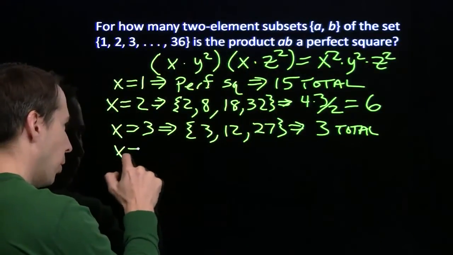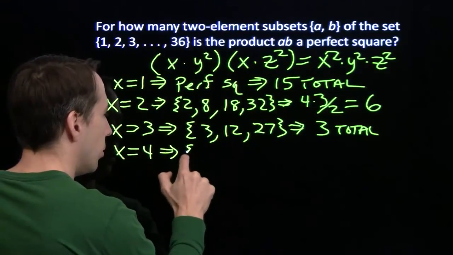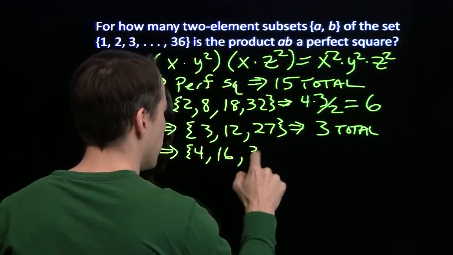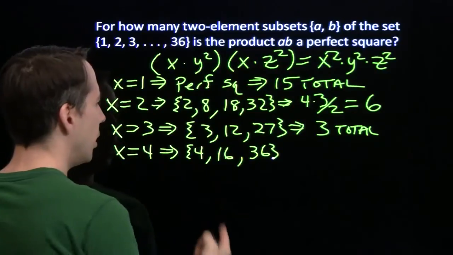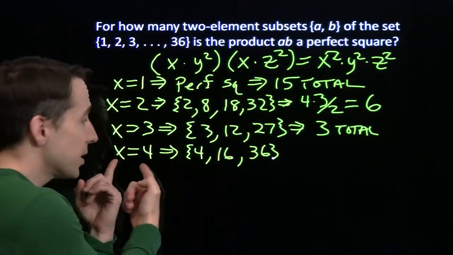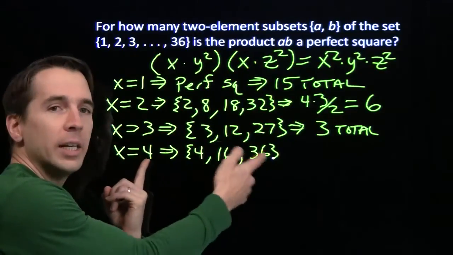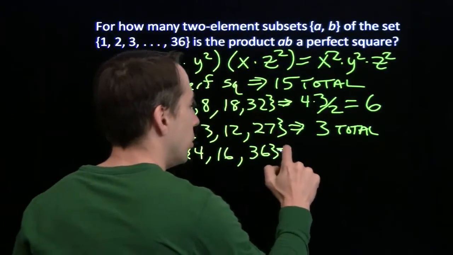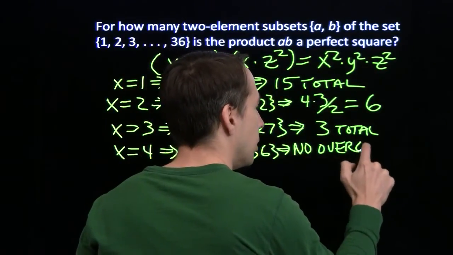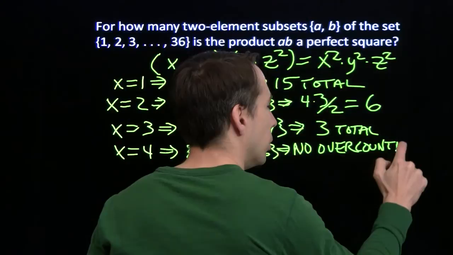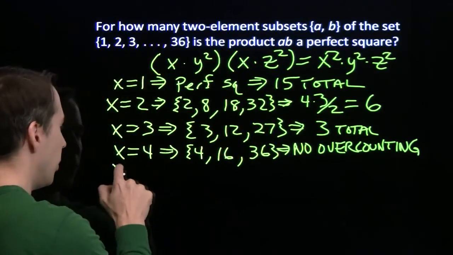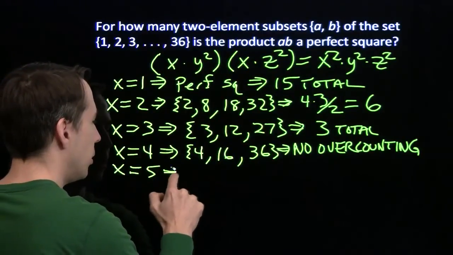Now x equals 4. Well, now I have 4. 4 times 2 squared is 16. 4 times 3 squared is 36. Wait a second. I recognize these numbers. These numbers are perfect squares. Because x is a perfect square. We've already counted all these. No overcounting. We're not allowed to count these again. So you always have to be very careful. You don't want to overcount. So we're going to forget the x equals 4 case and move on to x equals 5.